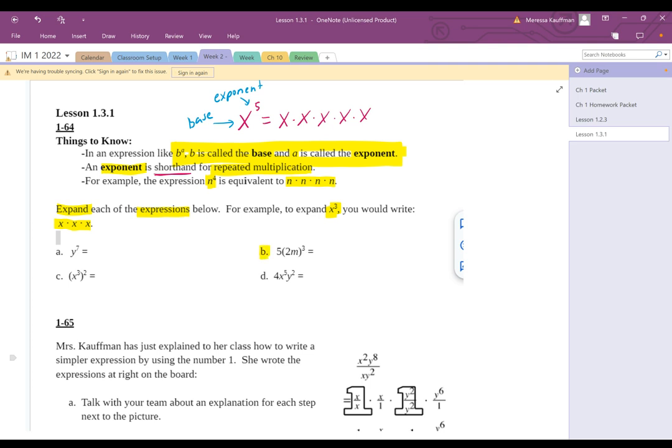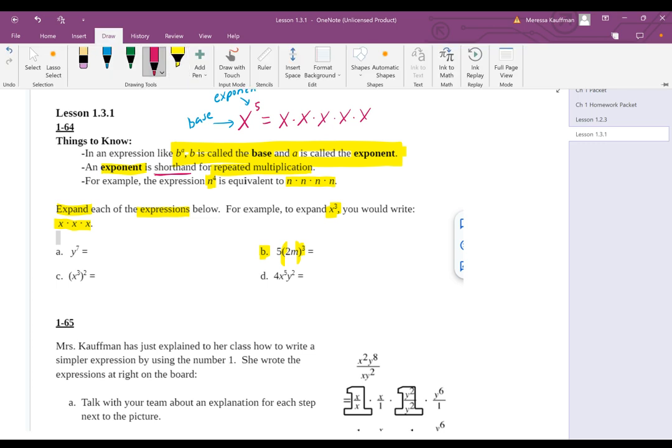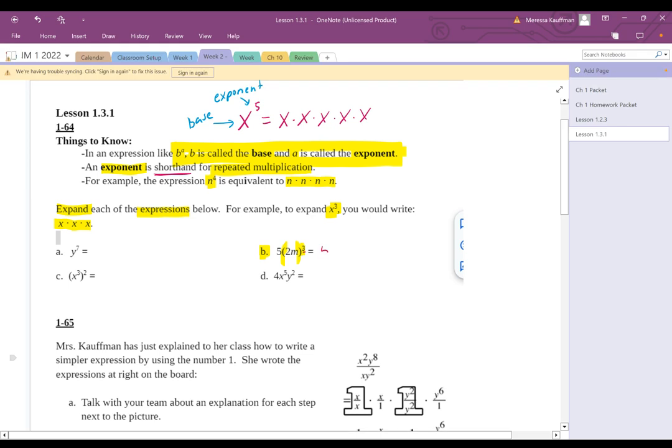Now I'm going to do letter B with you because what's interesting about B is these parentheses right here. And then it's to the cube, to the power of 3. So I'm going to rewrite this. And now notice that that power of 3 does not touch the 5. So it's going to be 5. And instead of writing to the cubed, I'm going to write 2m 3 times. So if you have something in the parentheses, consider that your base. And then you have your exponent. And that's how you're going to expand out this expression.